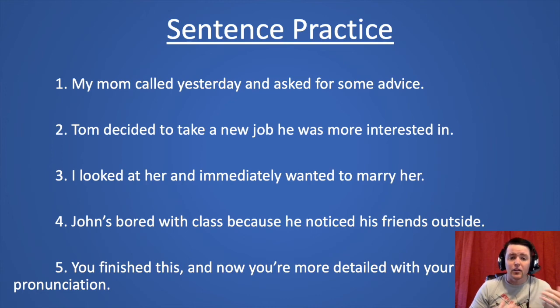Number three, I looked at her and immediately wanted to marry her. Looked is a taco sound, and wanted is that ED sound. Number four, John's bored with class because he noticed his friends outside. Bored is the dog sound, and noticed is the taco sound. And the last one, number five, you finish this, and now you're more detailed with your pronunciation. Finished, taco sound, and then detailed, which is an adjective here, not a past tense verb. Detailed is that dog sound.